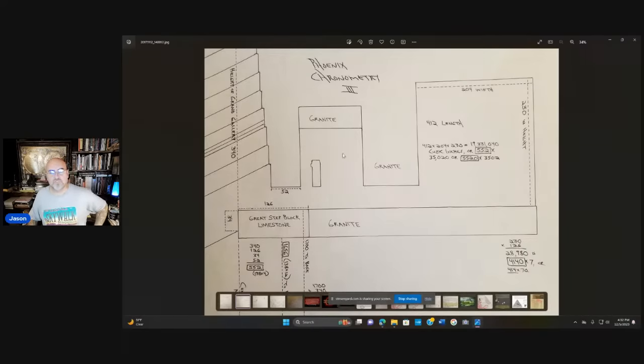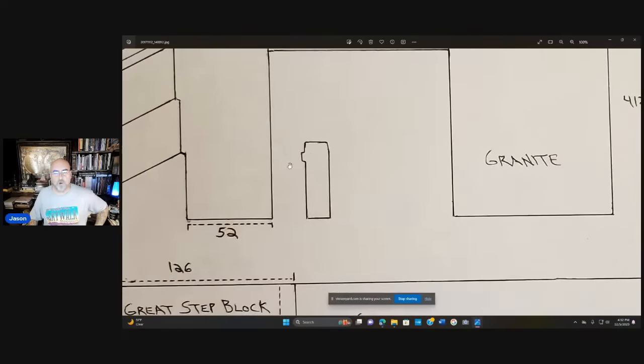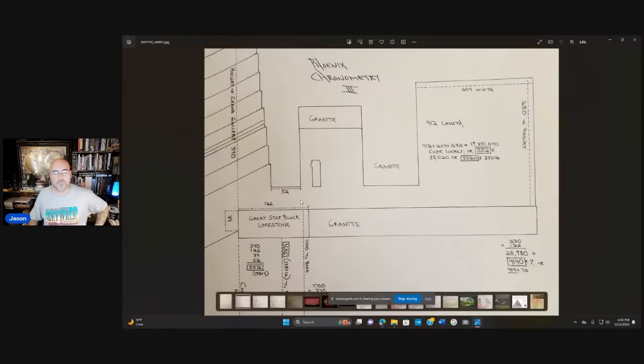This is the entrance into the antechamber. You have to get on your hands and knees to crawl through this 52-inch long area to see that boss. You see the boss on the granite leaf? It's right there. That's what it's called, a boss. That is the unit of measurement used throughout the entire Great Pyramid. Look at this. 340 plus 126 plus 34 plus 56 is exactly 552. Again, it's self-referencing. You can't make this stuff up at all.